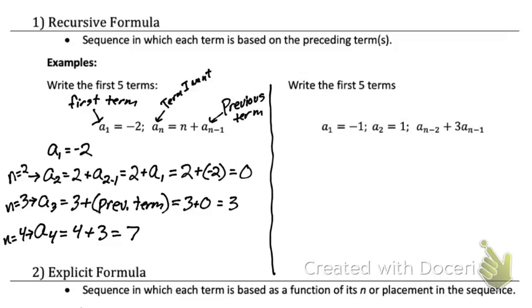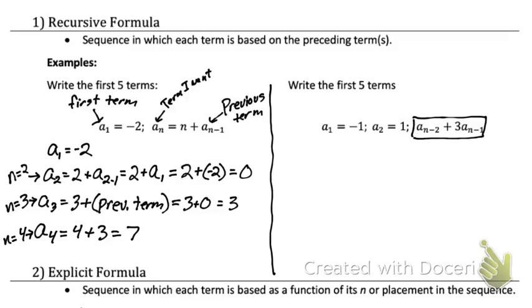So if it really confuses you, these a sub n's and stuff, just say it in plain English. All right, our next one. We have a first term, we have a second term, and then we have this statement here. If you just have a statement just hanging out like that, it is automatically assumed we're talking about a sub n equals a sub n minus 2 plus 3 times a sub n minus 1.